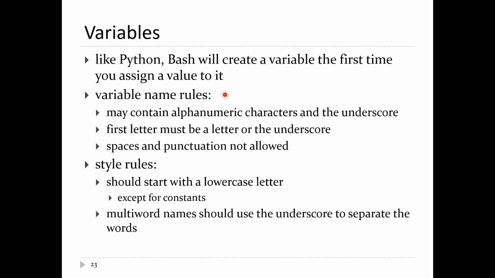The variable naming rules: they can only contain alphanumeric characters and the underscore. These aren't the style rules, these are the actual rules. The first letter must be a letter or the underscore, so you can't start a variable name with a number, for example. Spaces and punctuation are not allowed in variable names. Nothing surprising there. For this course, the style rule is that you should start your variables with a lowercase letter, unless the variable you're creating represents a constant, then uppercase is fine. For multi-word names, you can, if you want to, use the underscore to separate the words. I tend to use the underscore, but you don't have to.